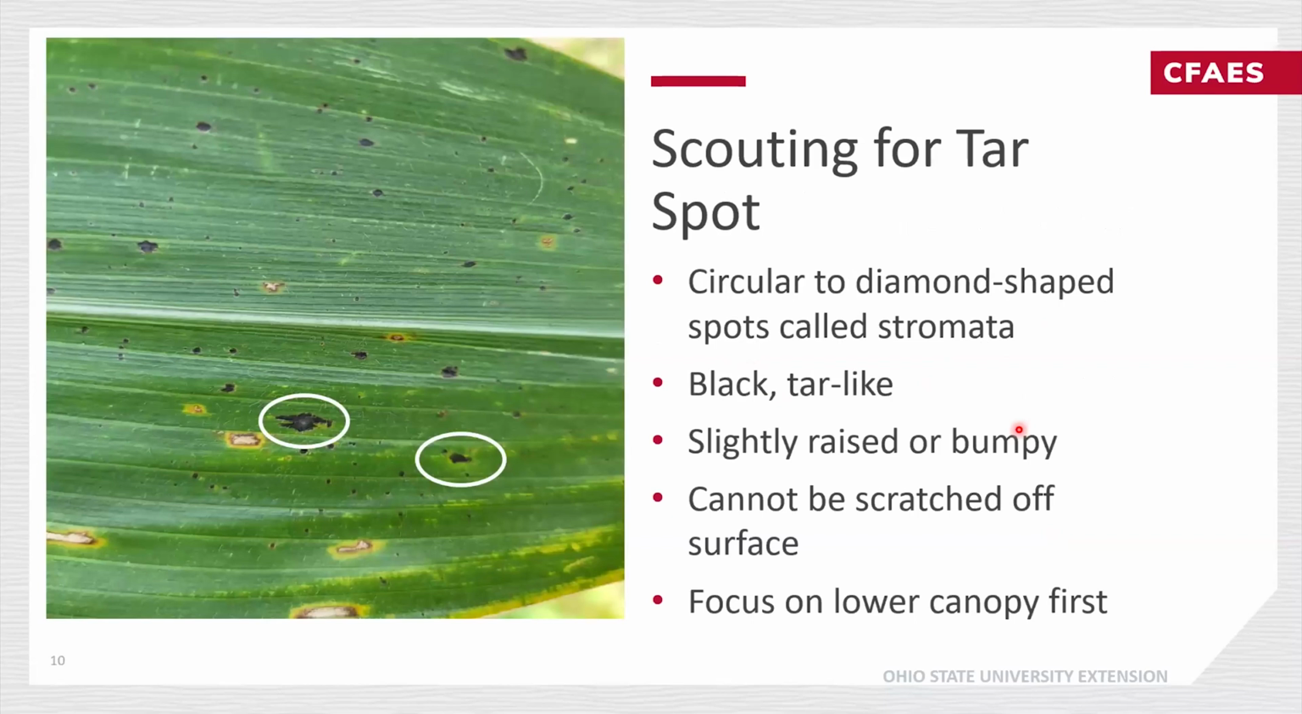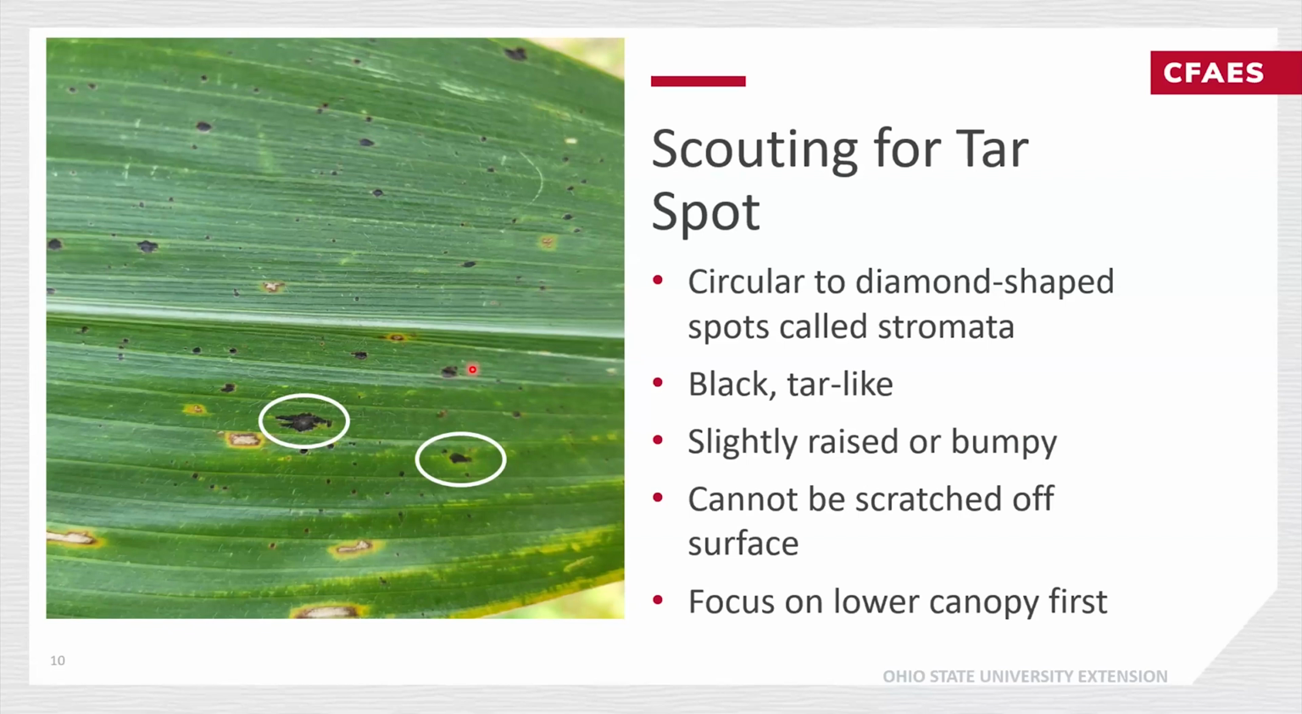So we know now that tar spot is active using that TarSpotter app or using other tools like the corn newsletter. What are we looking for when we go out to that field? So early in the season, you want to focus on the lower canopy to mid canopy area of those corn plants, being sure to use multiple areas of that field and not just focusing on, say, the edges of that field. What we're looking for are these circular raised black spots.